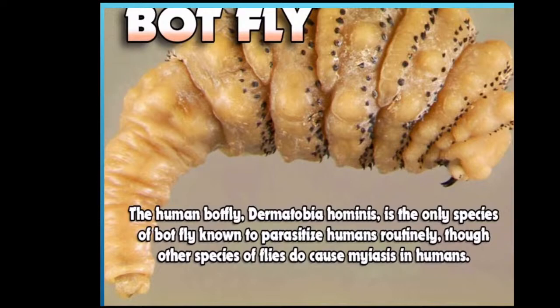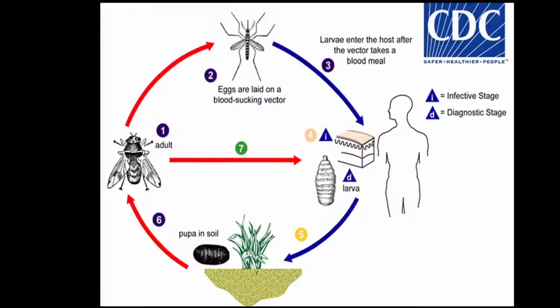After some time, this larva falls down to the soil, transforms into a pupa, and from the pupa the adult fly hatches out. Here on this slide, you can see the life cycle of Dermatobia. The larva of Dermatobia feeds only on the warm-blooded tissue of people and mammals.